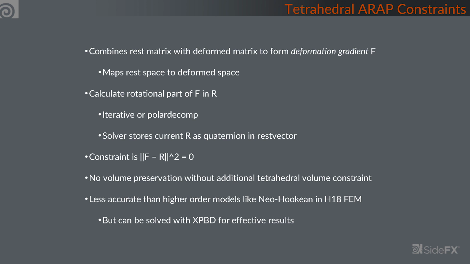There's a couple of ways of doing that. There's something called polar decomp, which is a function in VEX. But the solver actually does that internally. The constraint solver does it, and it stores that current rotation as a quaternion in the rest vector attribute. And we're going to use that in this demo to do some interesting tricks. Once we have that F mapping and the rotation, which is an R, we just subtract one from the other and minimize that. So that's just a way of saying disregard all the rotations and minimize what's left over, which is the stretch and the shear. Again, you don't necessarily need to know that, but the interesting part here is that at any point in the solve, we've got a rotation for the tetrahedron.